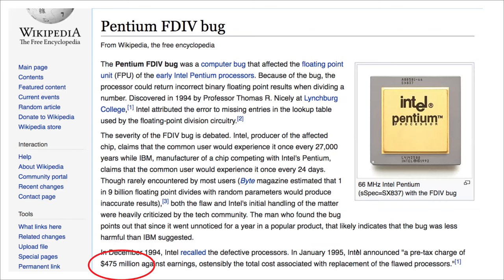And they had to recall all the processors, which is something that you could do back then. You would open up the CPU and swing the little lever that would pop the processor out. And that ended up costing them $475 million because of this bug.